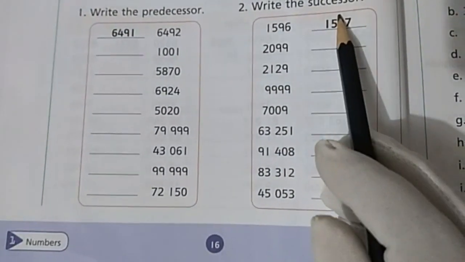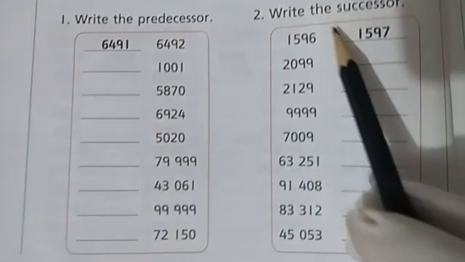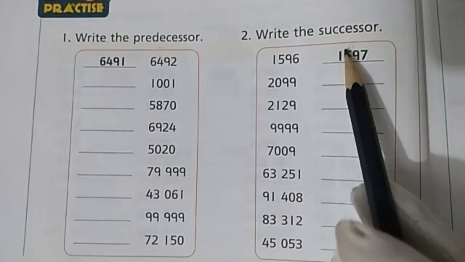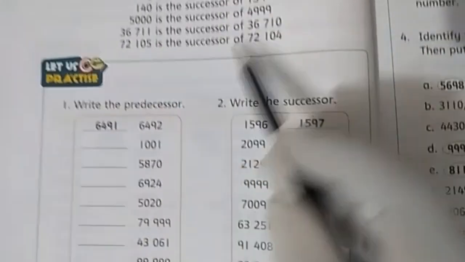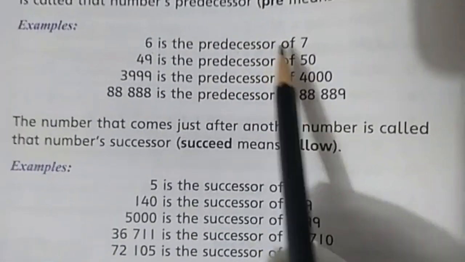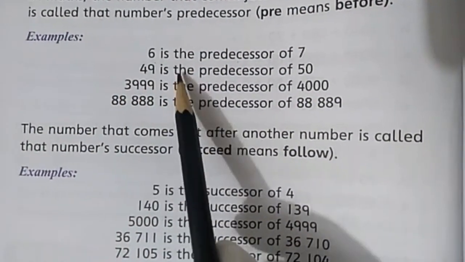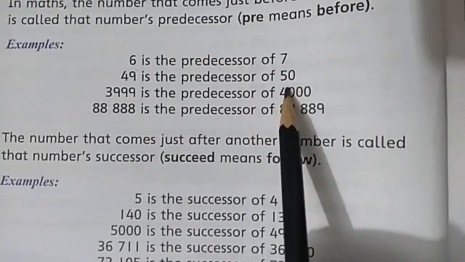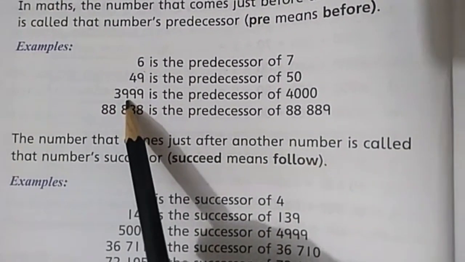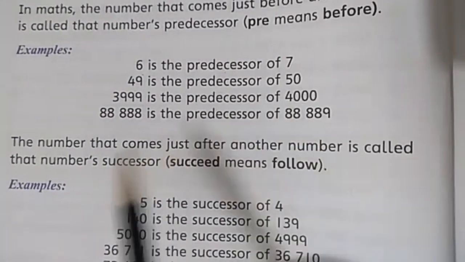On page number 16, you have to write the predecessor and successor. All of you know the meaning of predecessor and successor; you already learned these in the previous class. Predecessor means before. 6 is the predecessor of 7. 49 is the predecessor of 50. 3,999 is the predecessor of 4,000.